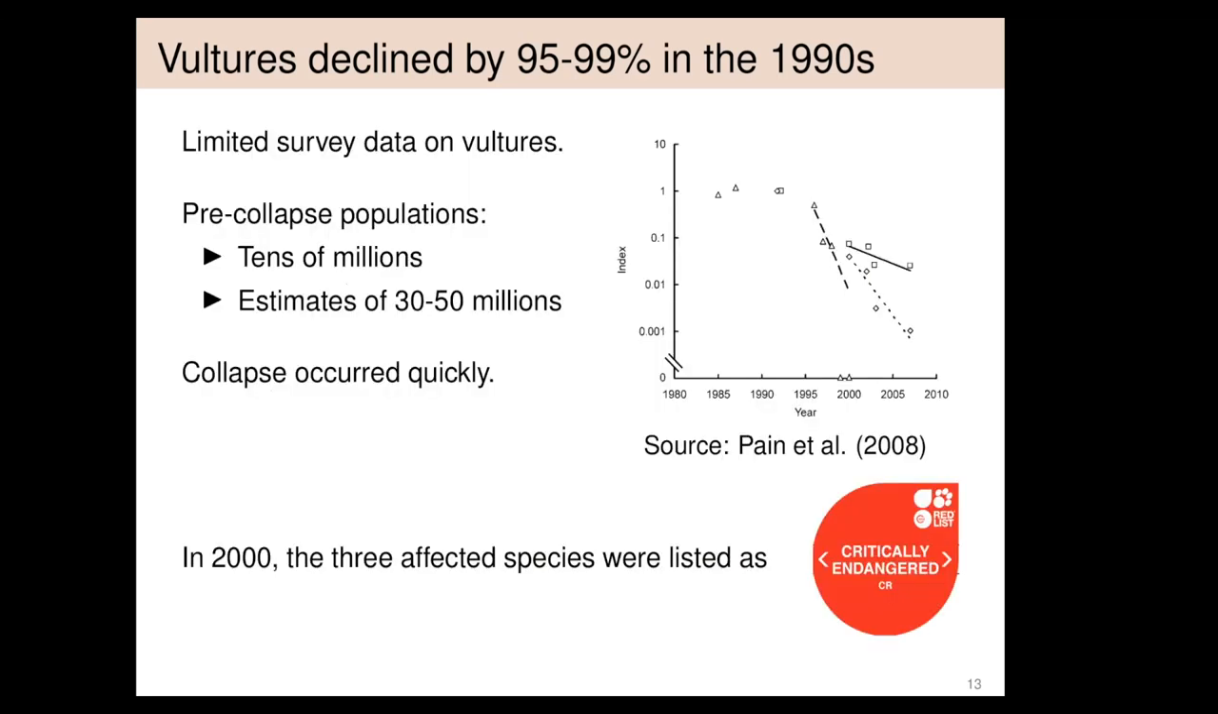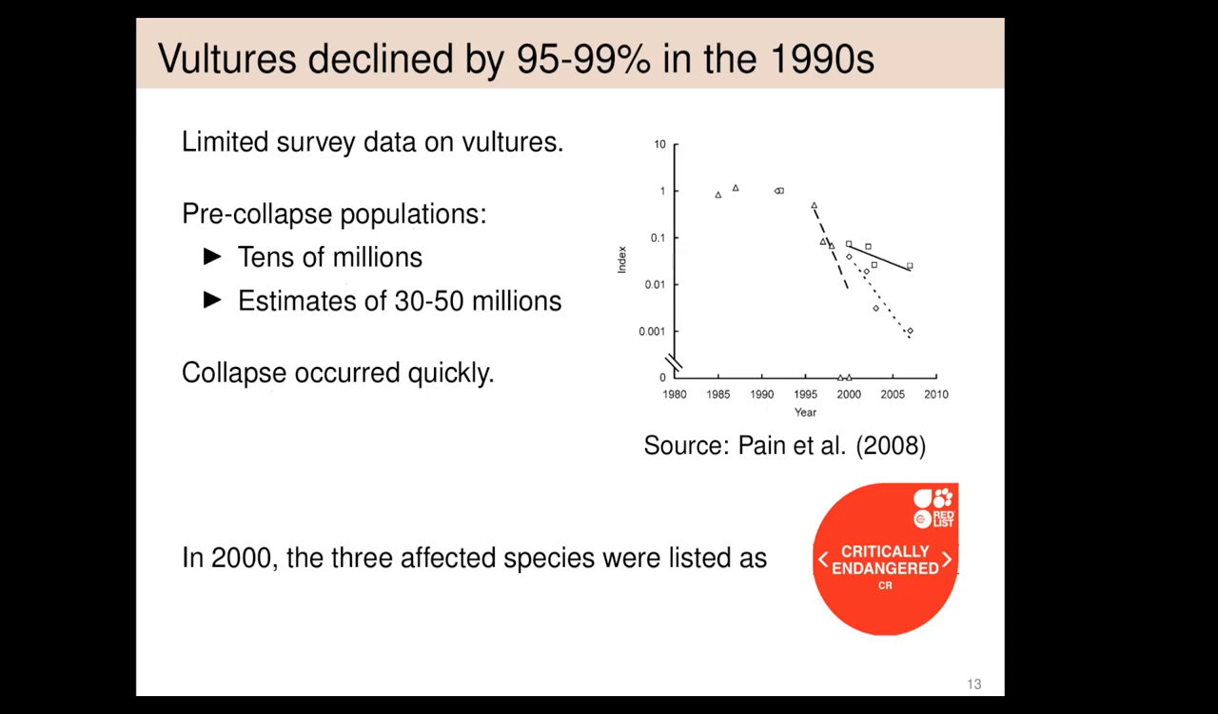We don't have excellent numbers, we don't have geolocated data points time after time, and we don't know their social networks or anything like that. We have very few repeated surveys that allow us to see how, within just a few years, there was a three orders of magnitude decline in their population levels. Estimates talk about around 30 to 50 million at baseline that collapsed to just a few thousand, maybe even just a few hundred that remain in the wild. This happened very quickly, and it started getting noticed in the mid 90s.